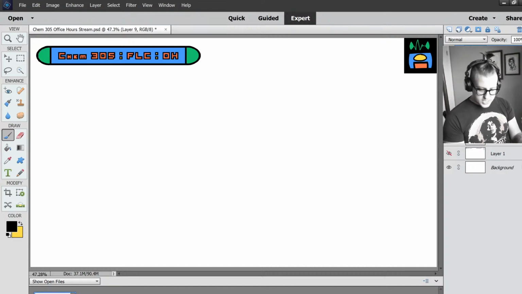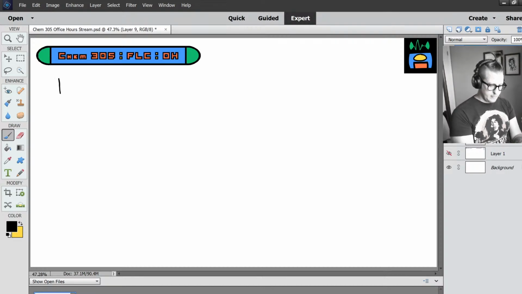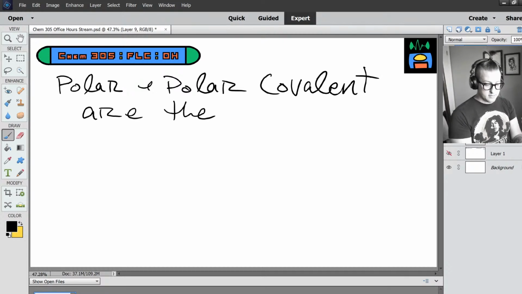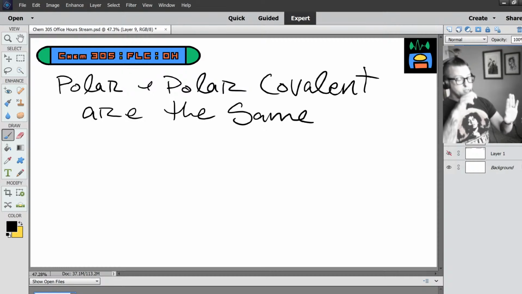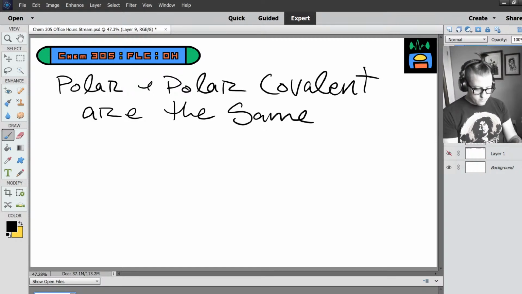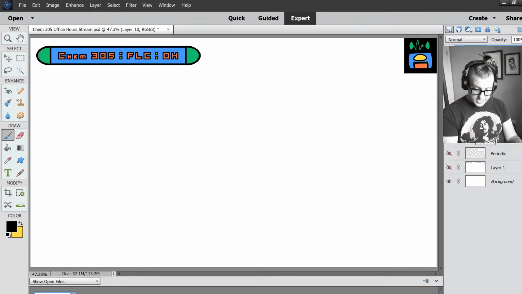Okay, so how do you tell if a molecule is nonpolar, polar, or polar covalent? Okay, so the first thing that I want to say is polar and polar covalent are the same thing. So that's the first thing. There are two categories of molecules. There are nonpolar molecules, and there are polar molecules. All right. So the question is, how do we determine between these two? And here's how you do that.